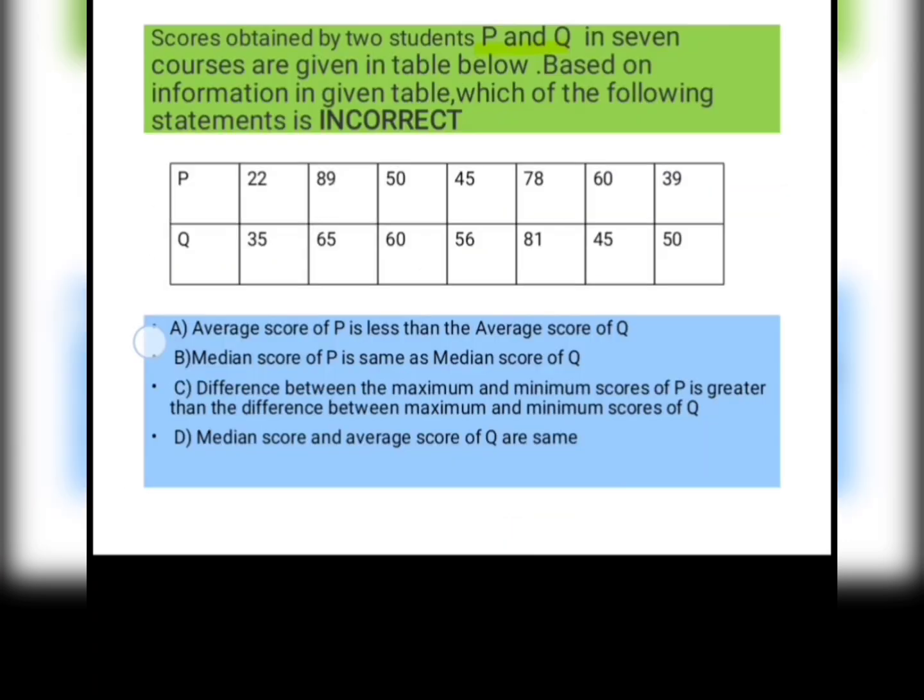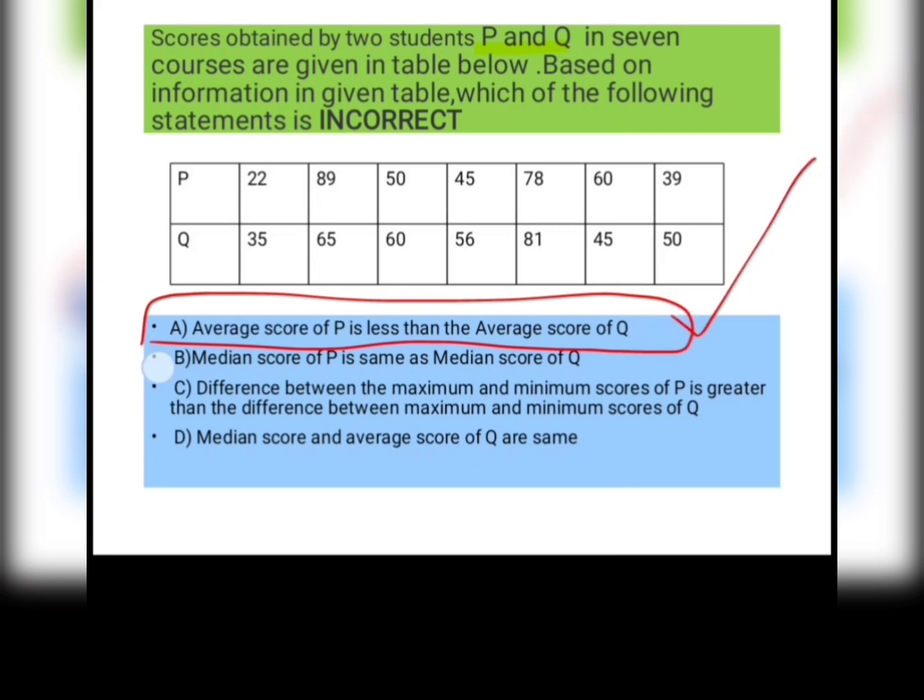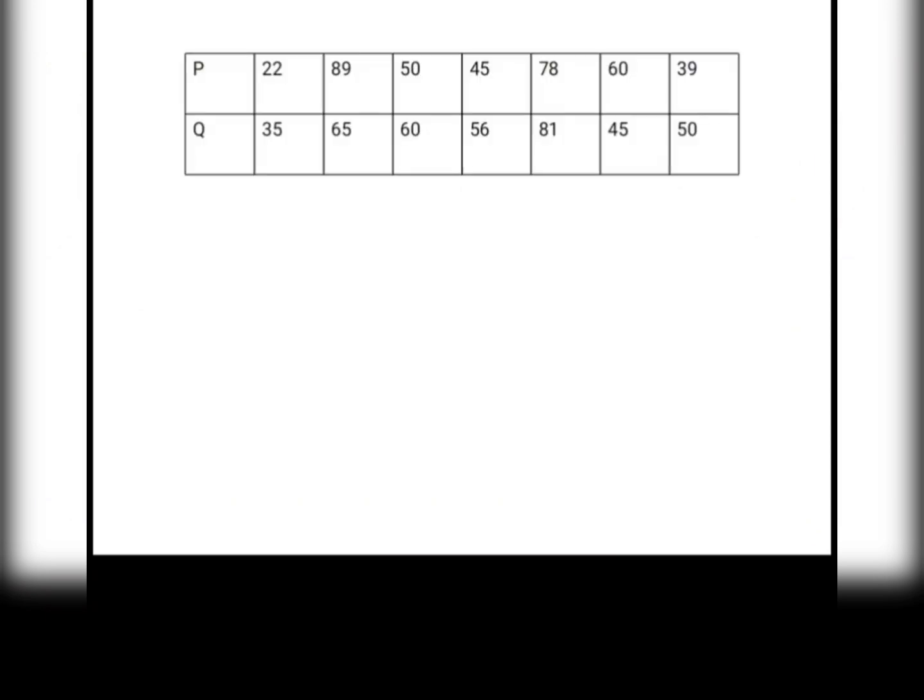In our statement, it is given that the average score of P is less than the average score of Q. So this statement is right. Let's check whether the second statement is right or wrong. Median score of P is the median score of Q, it is given. What is meant by median score? To find the median, you have to arrange all the numbers in ascending or descending order.